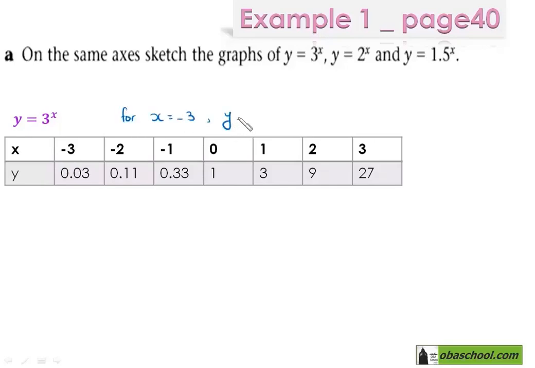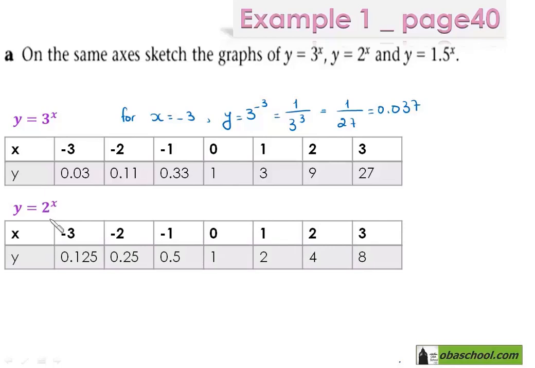For x equal to minus 3, y equal to 3 to the power minus 3. Now we're going to use the reciprocal, so it's going to be y equal to 1 over 3 to the power 3, which is 1 over 27. If you divide 1 by 27, the accurate answer is 0.037, but you can round it and write it as 0.04 or 0.03. It doesn't matter as long as you sketch the graph correctly. We did the same exact thing for the other points, and we found our particular points.